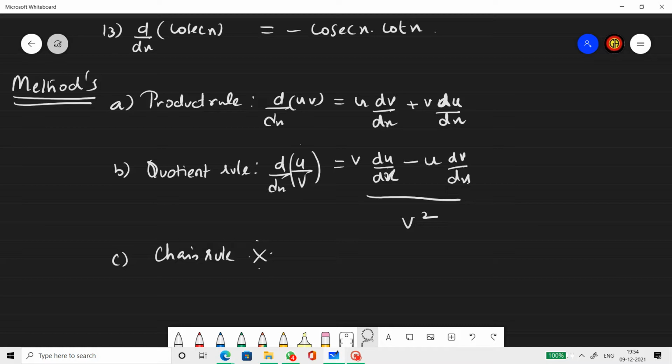Now, if the question is in division form, we use quotient rule to differentiate that. So v into du by dx minus u into dv by dx, all by v square. And last but not the least, chain rule. Very important topic, and I'm not giving any formula for that. We'll have a session for that.